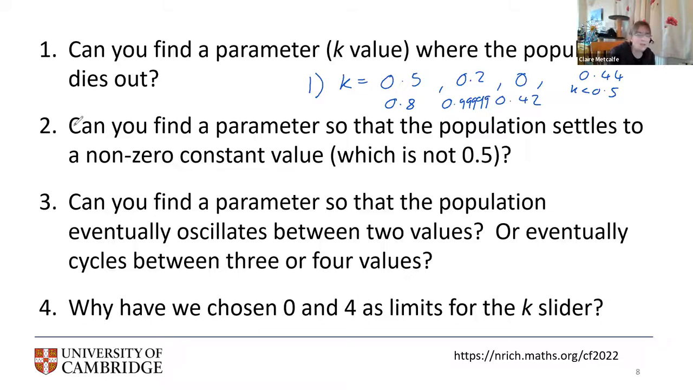Okay, for question two, can you give me your k value and also what the population settled down to at infinity? For example, you could have k equals 2 and infinity was 1/2. Okay, we've got k equals 2.5. I think that probably settles down to 0.6 rather than 6.